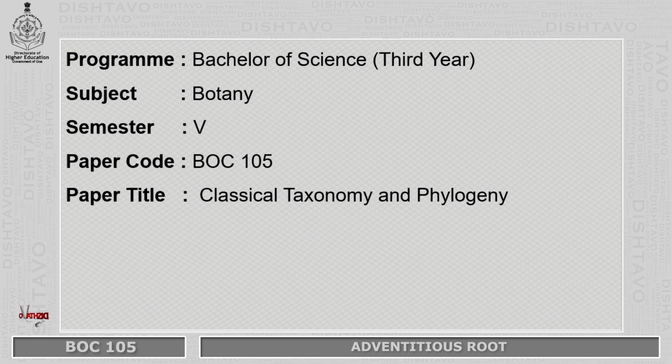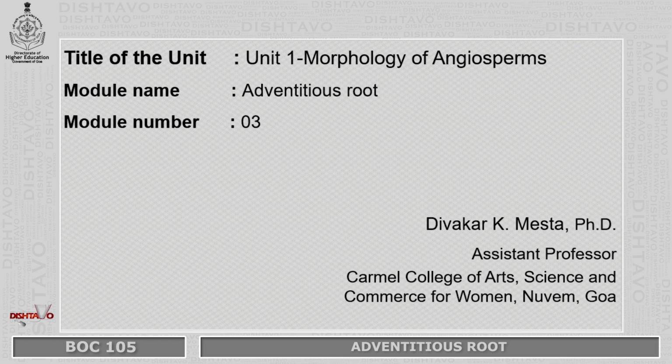We are dealing with Unit 1, Morphology of Angiosperm of the paper Classical Taxonomy and Phylogeny. In the previous module, we have studied different types of roots, their characteristics, functions, and also different types of taproots and their modifications. In this module, we are going to study different types of adventitious roots.